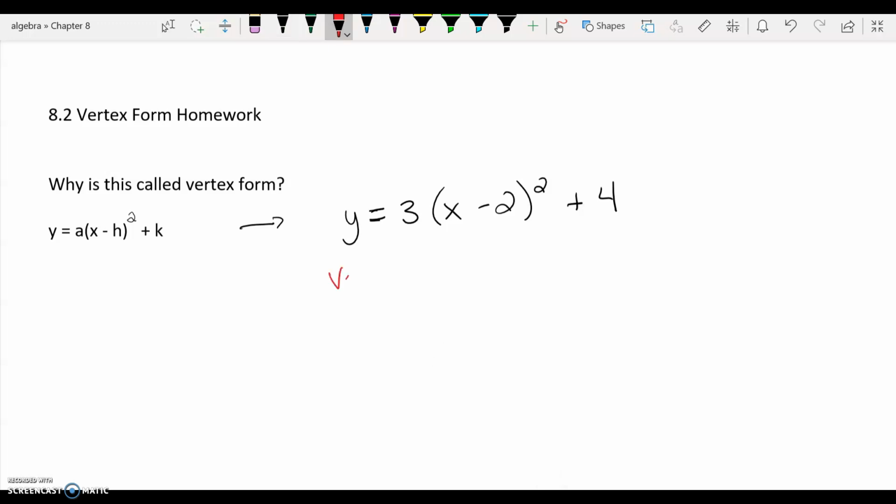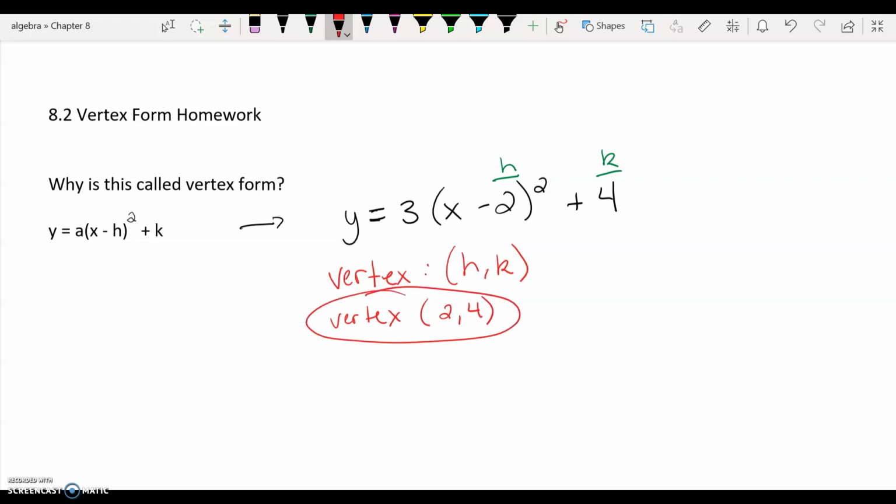So when we do vertex, normally when it was in standard form, we had to do negative b over 2a. The nice thing about vertex form is you already have it. So when I do this problem, my vertex is my h and my k. So my h is right here, my k is right here. So my vertex is going to be 2, 4. Notice the h, I changed the sign, I made it a positive 2, but the k I kept the same. So this is what vertex form looks like. However, I'm going to say it's 2, 4.